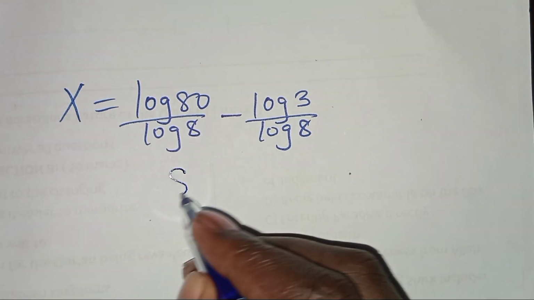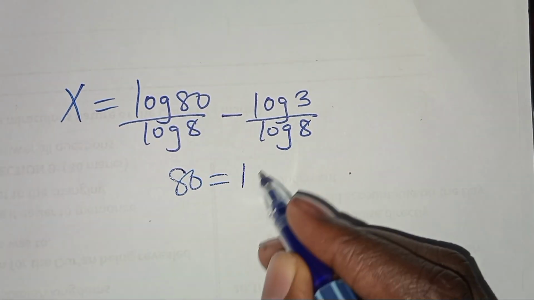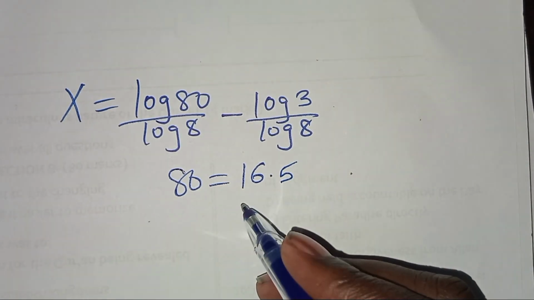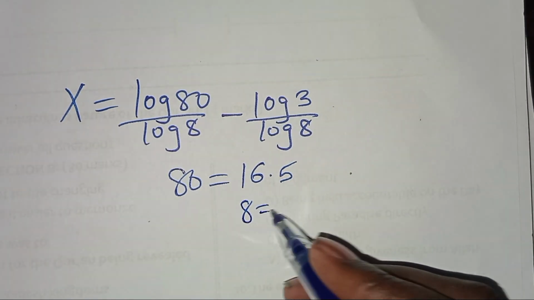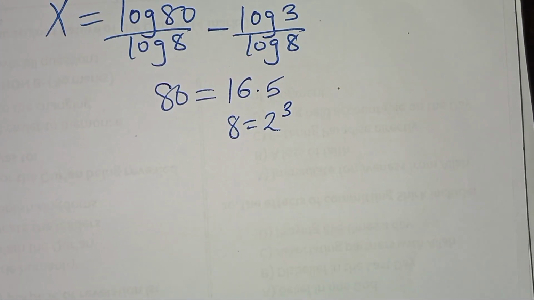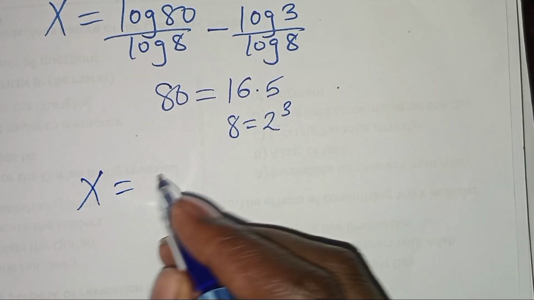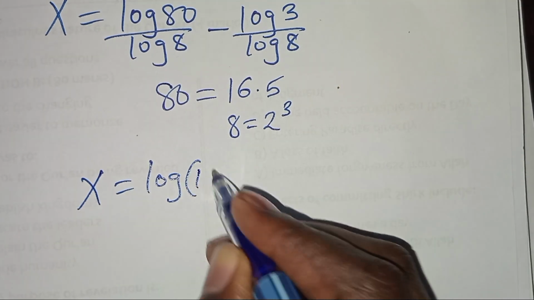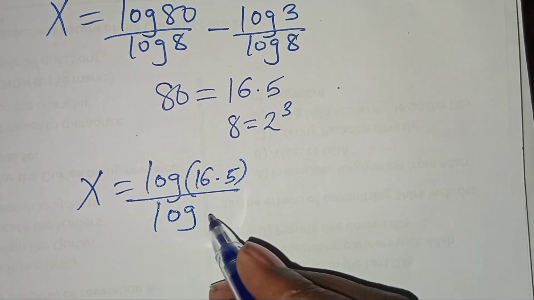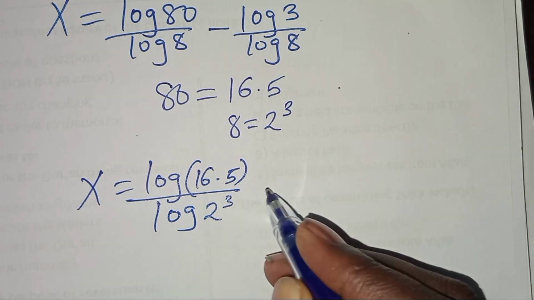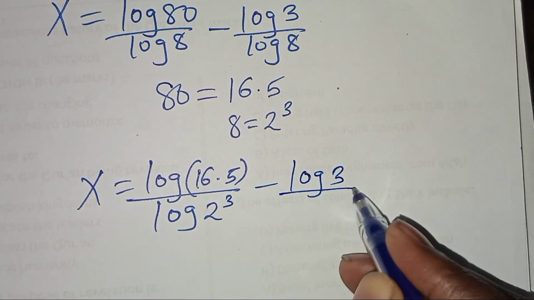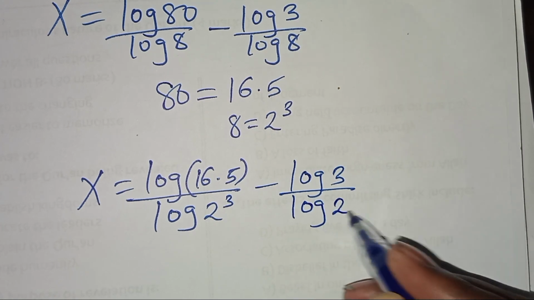Now we can express 80 as 16 multiplied by 5, and we can express 8 as 2 to the power 3. So we'll have x is equal to log 16 multiplied by 5 divided by log 8, which is log 2 to the power 3, subtract log 3 divided by log 2 to the power 3.